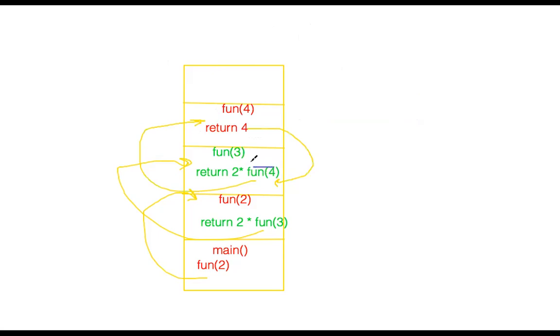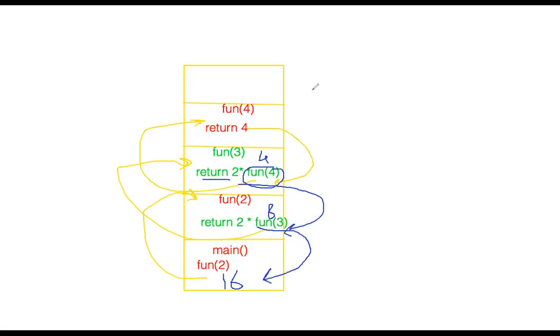So instead of fun of 4, 4 is written. So 2 into 4 is 8, and it gets returned. But fun of 3 is returned to whom? Fun of 2. So what is the value of fun of 3? 8. Now the statement becomes 2 into 8. What is 2 into 8? 16. So the result of fun of 2 is 16. But it returns to whom? The main function. It returns to the main function, and the result is 16.